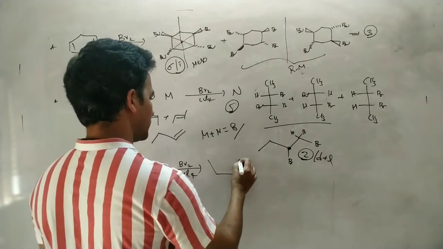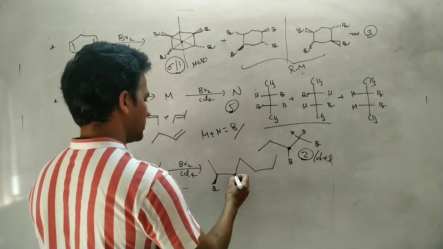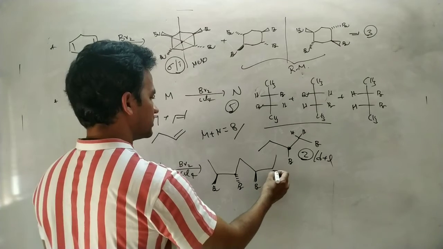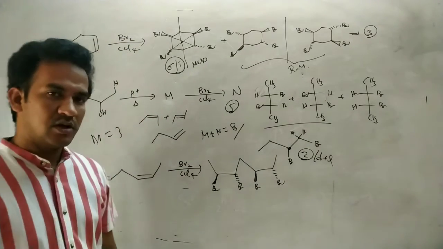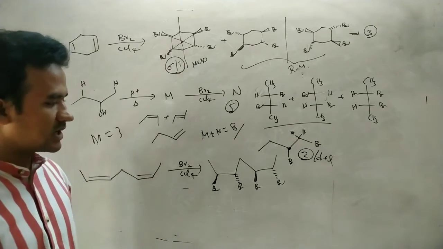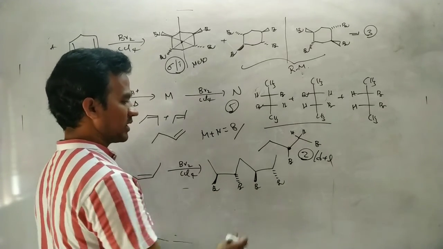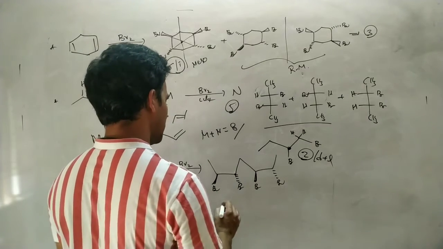Now in this one, we can write like this. This bromine above the plane, this bromine below the plane. Now this bromine above the plane, this bromine below the plane. That is one possibility. Here this compound is an optically active compound, because there is no plane of symmetry. Here this bromine is below the plane, here bromine above the plane.